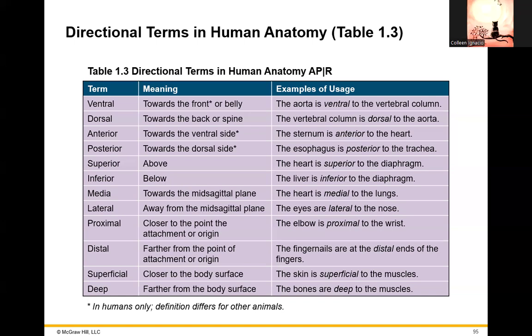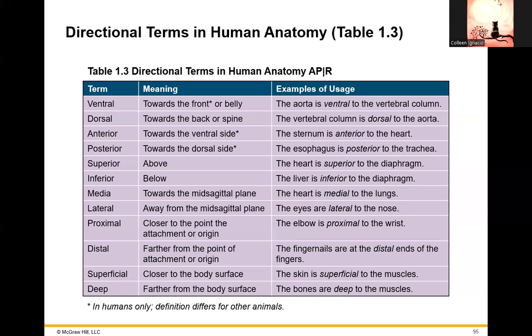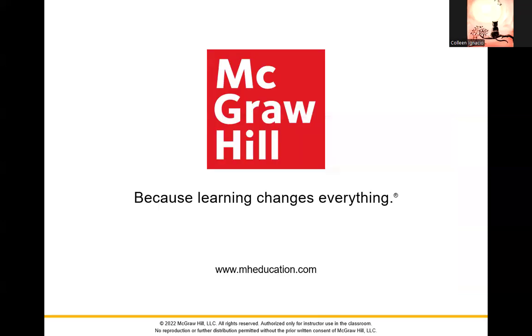Proximal is closer, or you think proximity, right? And so that is proximal is closer to the point of origin. And then distal is farther from the point of attachment or origin. So proximal to distal, close to far. Okay. Superficial, that means it's closer to the body surface, and deep is farther from the body surface. Okay. So the skin is superficial to the muscles, and the bones are deep to the muscles.